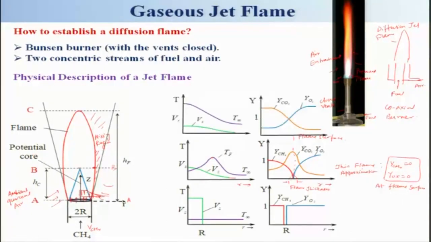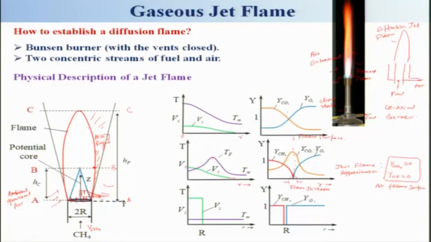Now, let us look at all these profiles at location CC. You will see that VZ has changed. VZ is reduced from here to there as it goes. Of course, there are two effects. One is the buoyancy effect because it is hot. However, because of mixing, it will be reduced. Peak temperature will occur at the center, R equal to 0, and after that it reduces. Whereas here, the peak temperature occurs at this point and this point, because at the flame surface, temperature will be peak.